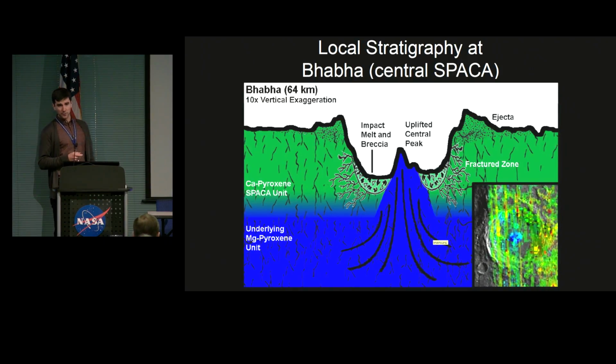Baba is not the only location within Spaka where we see evidence for the stratigraphy. We also see some evidence for this at several other craters, including Finson and Stony. So this 2-layer stratigraphy appears to be kind of a pervasive feature of Spaka itself. So what's the source of this 2-layer stratigraphy?